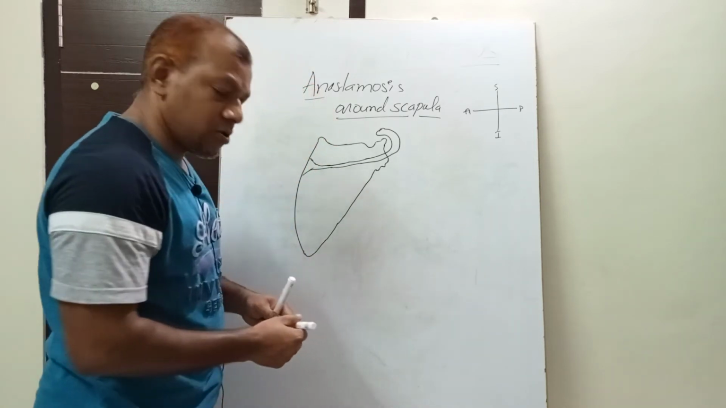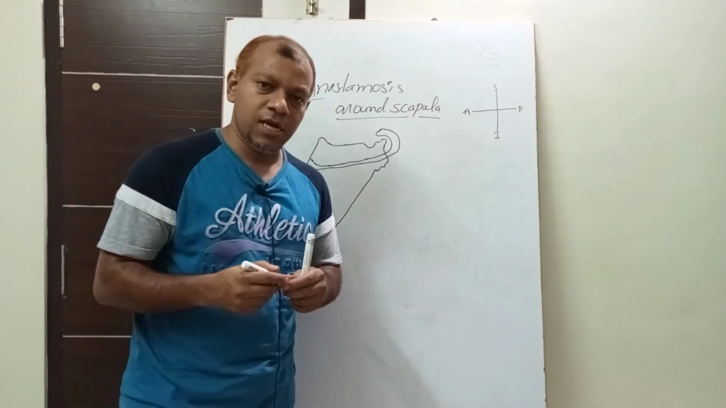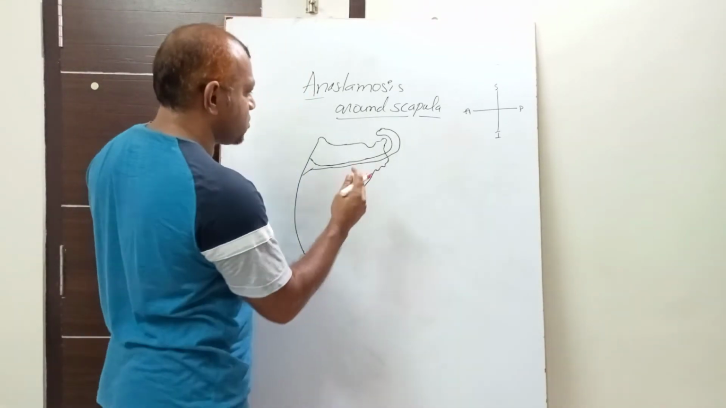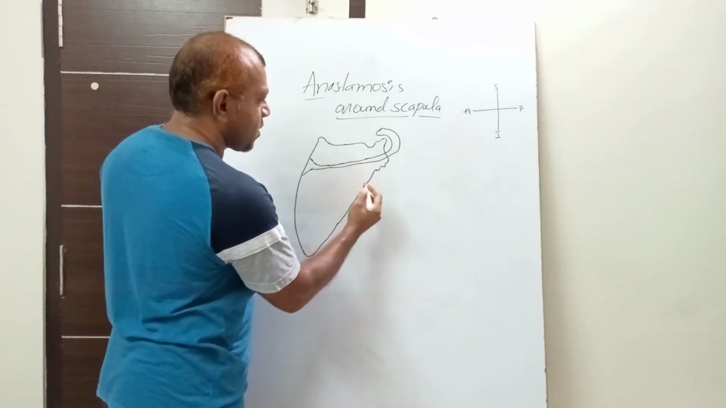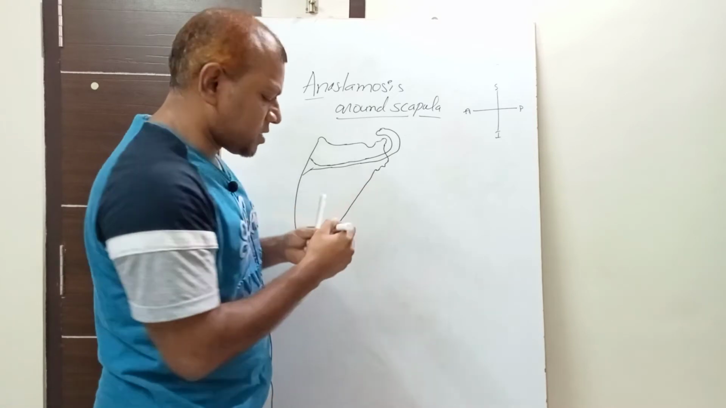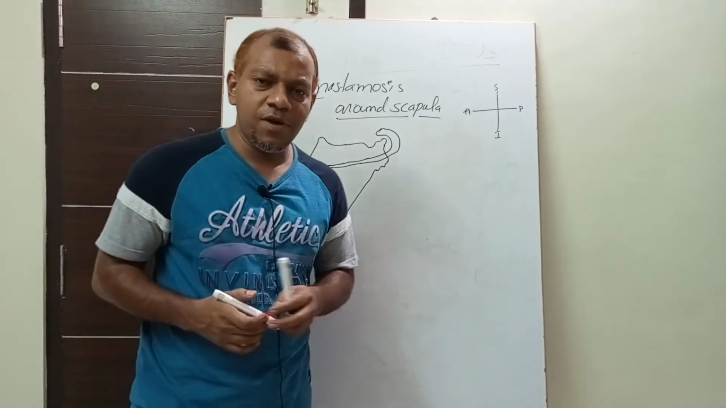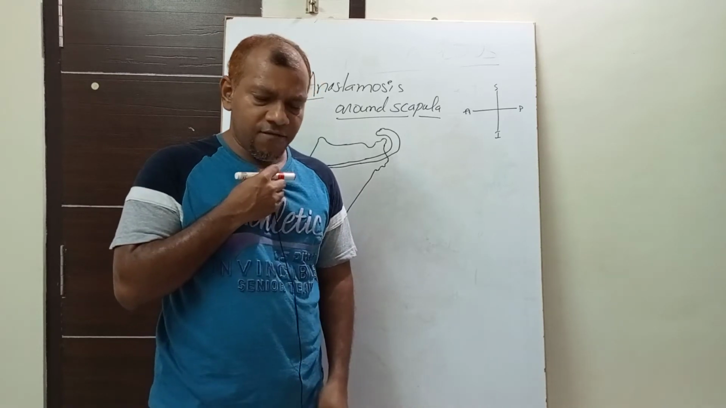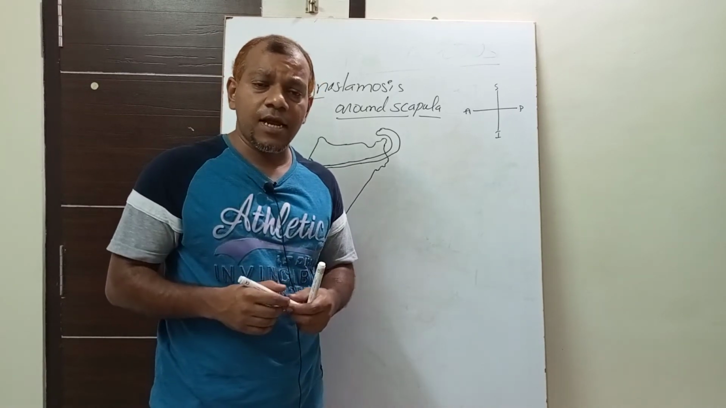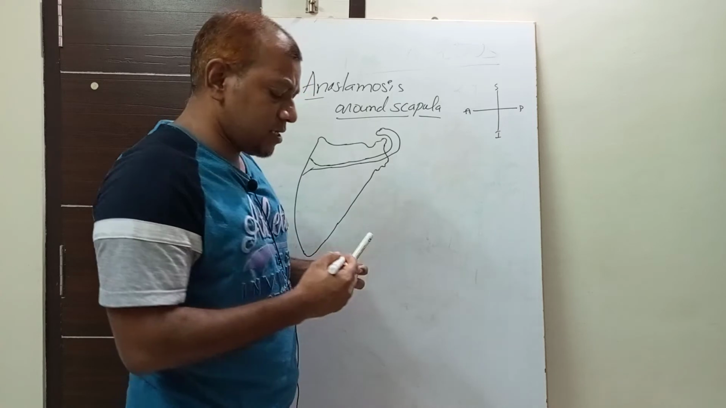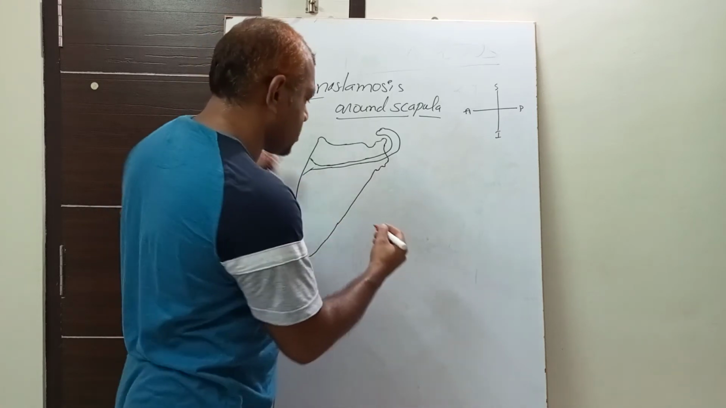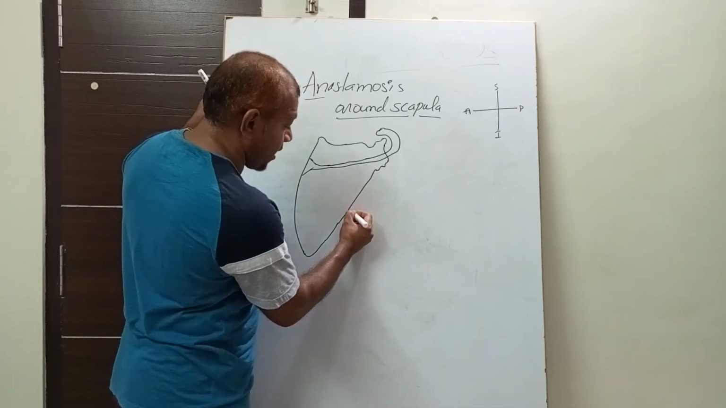Now let us discuss the arteries which are going to anastomose around the scapula. First and foremost, the artery which we have already seen in our previous class, the axillary artery. From the third part of the axillary artery, we can identify the subscapular artery. The subscapular artery gives a branch called the circumflex scapular artery.